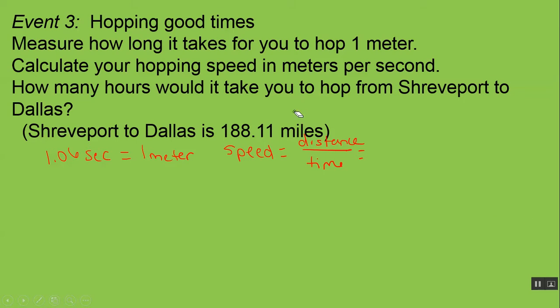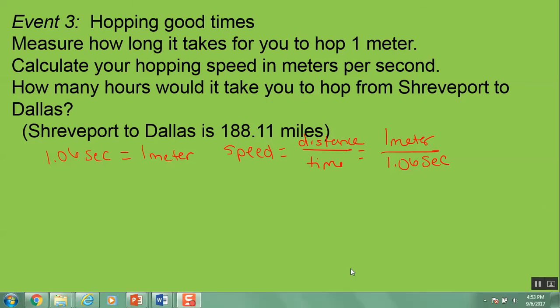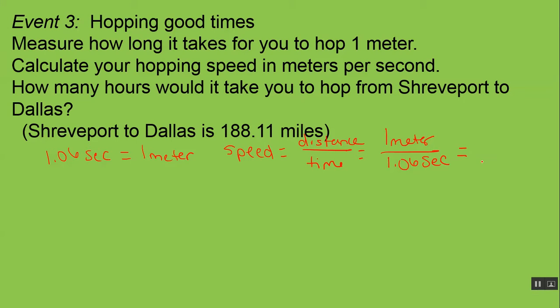So we've got our distance, which is 1 meter, and we have our time, which is, in this case, I said 1.06 seconds. Alright, so we could calculate that, right? I could take 1 meter divided by 1.06 seconds, and I would find that my speed was 0.94 meters per second, 0.943 to be exact.